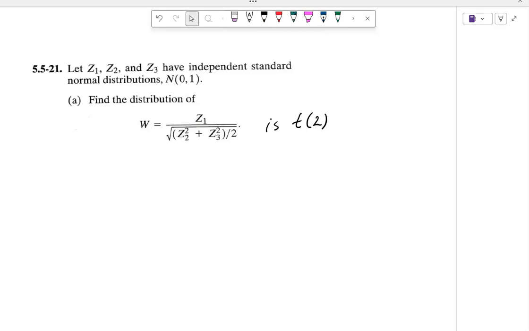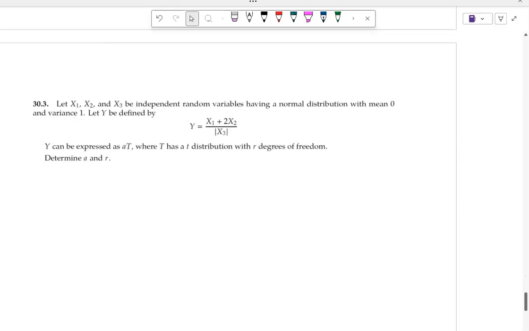All right, let's look at the last one. But that's why it's called the student's t distribution. It was published under the pseudonym of student.